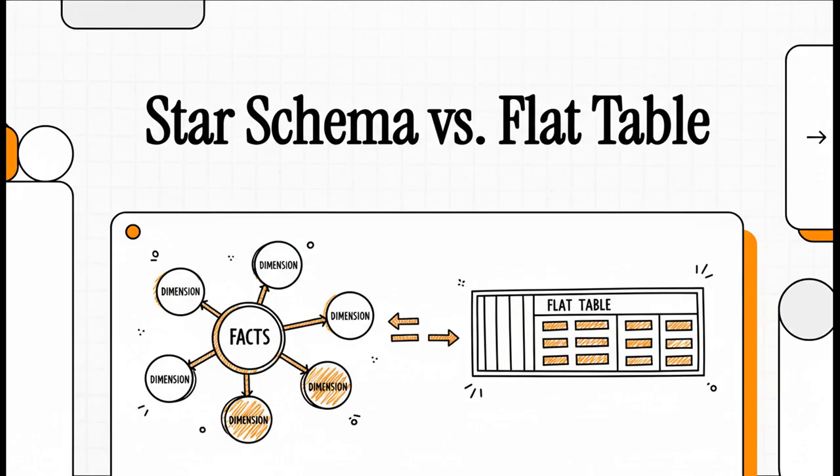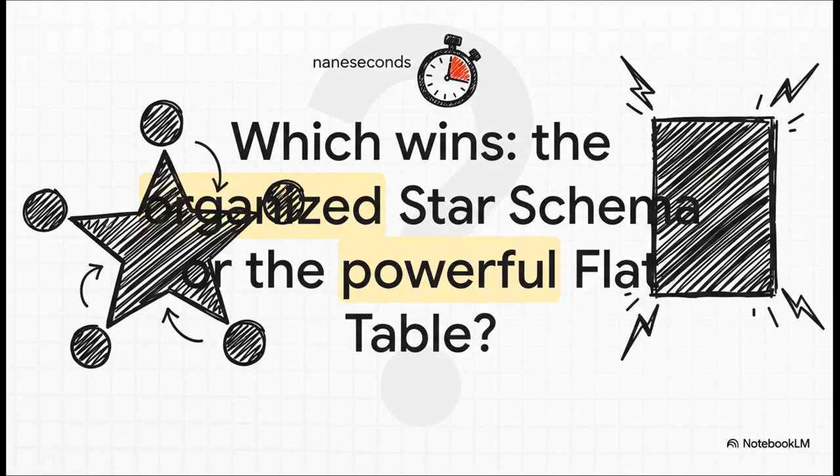So let's break down the two main contenders in this fight. Really, it all boils down to this one question. When you're racing for insights and every second counts, what's your bet? Do you go with the classic, super organized star schema? Or do you go for the raw, brute force power of a single flat table? This, right here, is the great data debate.